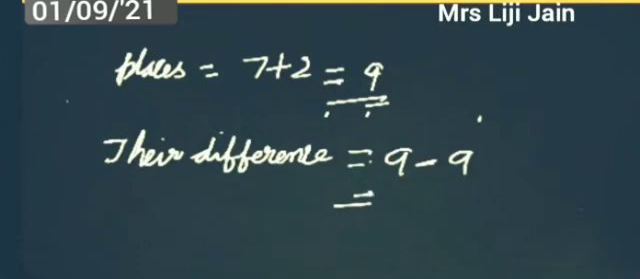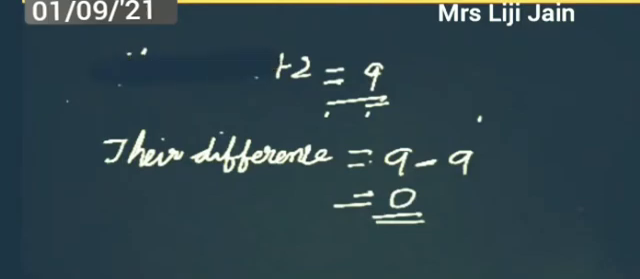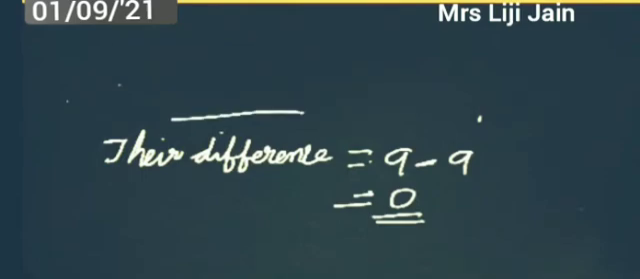So what can we conclude? Since the difference is 0, we can say that the given number is divisible by 11, isn't it? Understood? The condition is the difference should be either 0 or divisible by 11. Here it is 0. So what can we conclude? Since the difference is 0, the given number is divisible by 11.